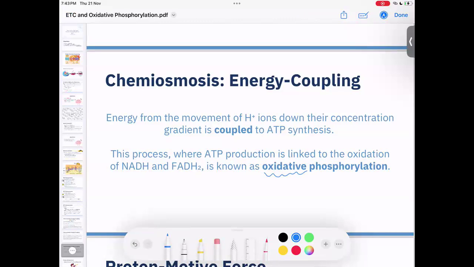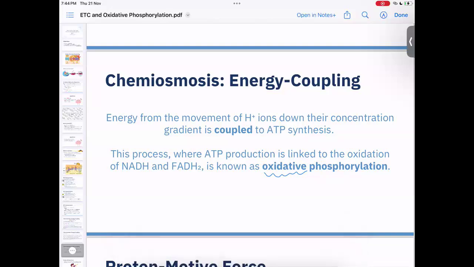And what does phosphorylation mean? It means adding a phosphate, okay? And that's how we produce ATP in the final stage, okay? So it's like the first step plus the final stage, and then they form the concept of oxidative phosphorylation. I hope that makes sense.